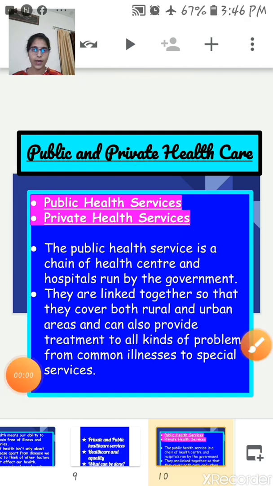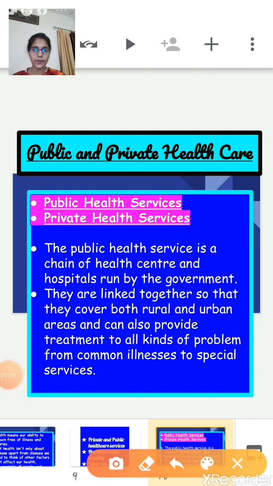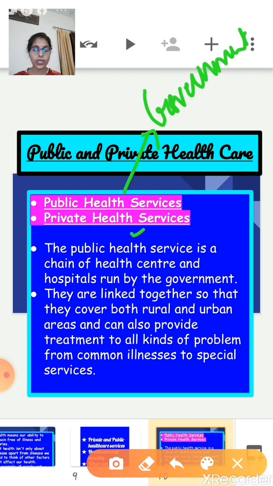First of all, public health services are run by the government, right? And if we talk about private health services, they are set up by individuals and corporates. The public health services are a chain of health centers and hospitals. As I said, these hospitals are run by the government. Just note down this point: public health services, hospitals run by the government.